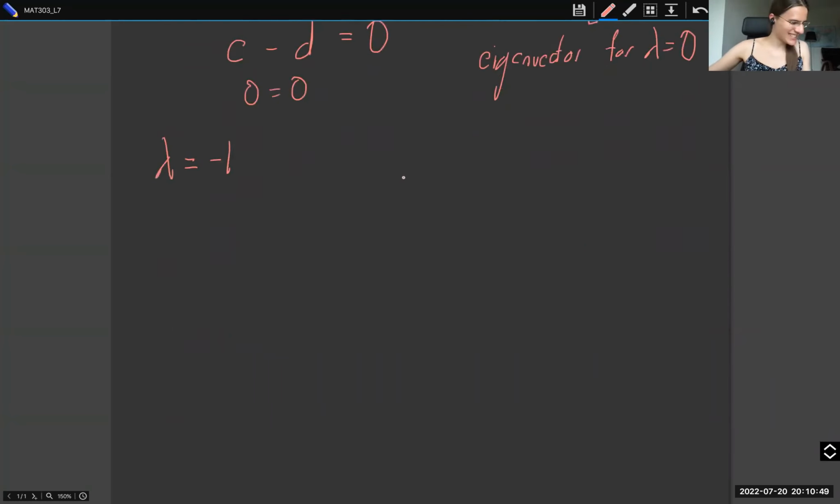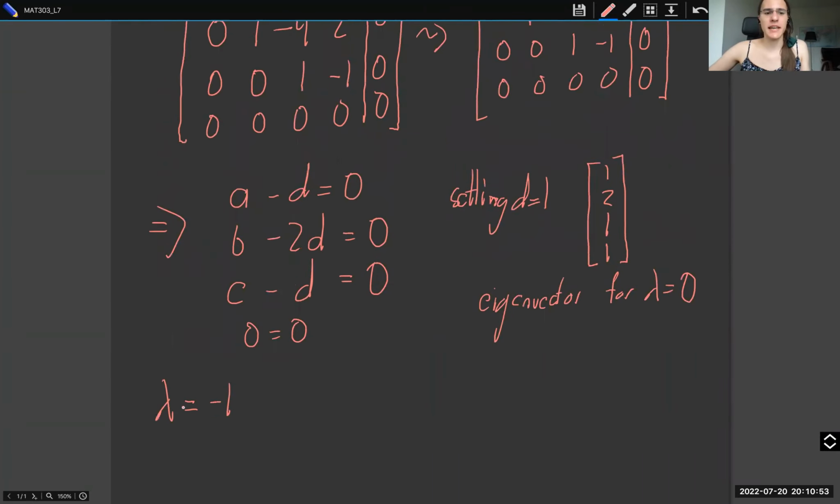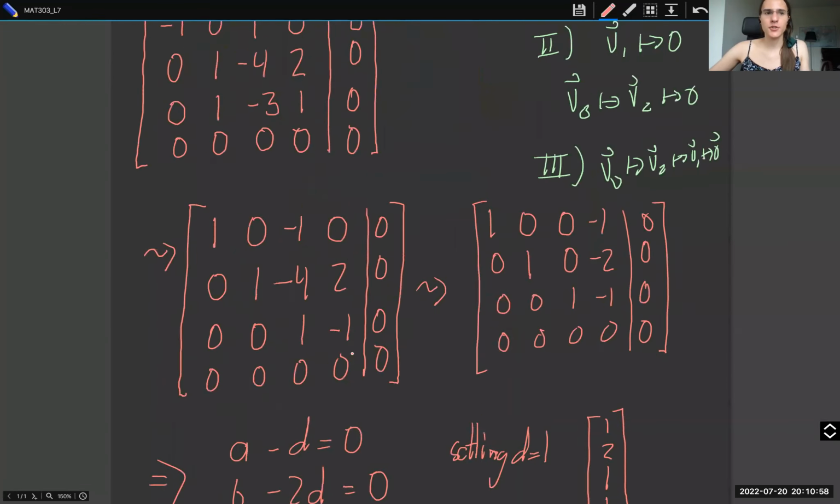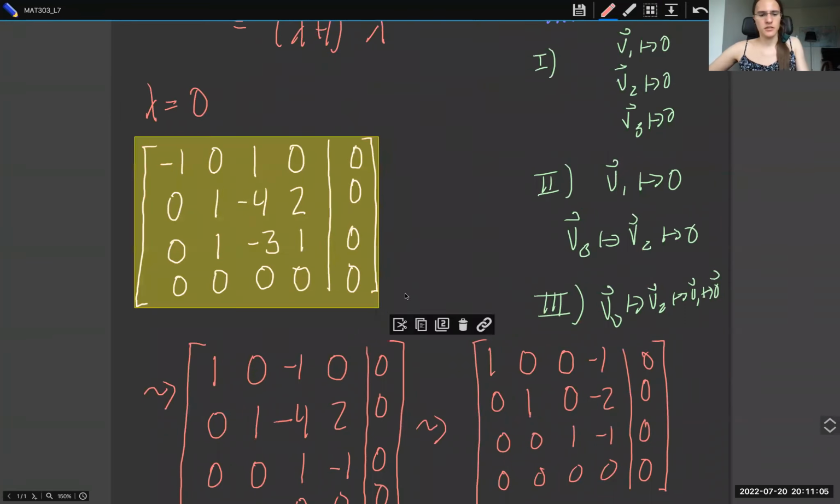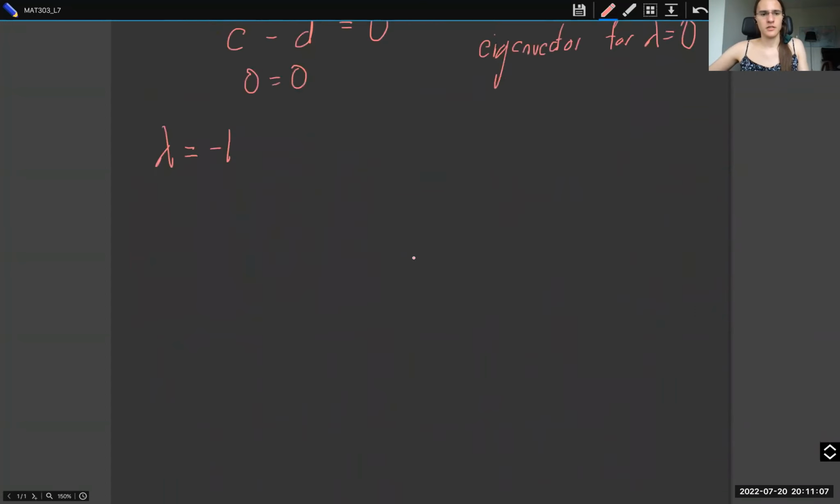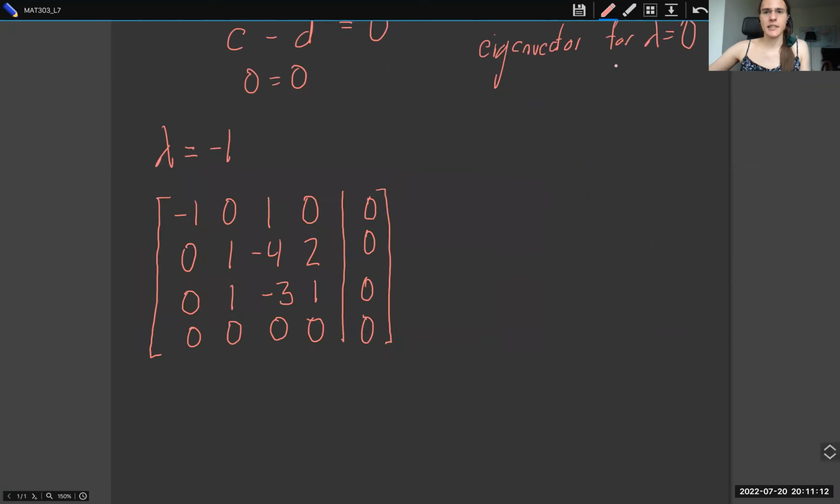Let's just do this. So now we want to solve for, we're going to take minus lambda I, so plus I to this matrix, and the diagonal entries are going to change as a result. So we're going to do +1 to the diagonal entries. So this becomes a 0. This becomes a 2. This becomes a -2.